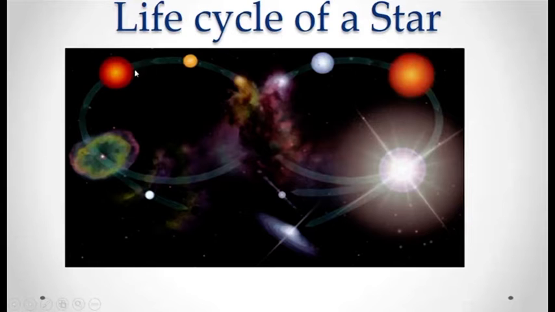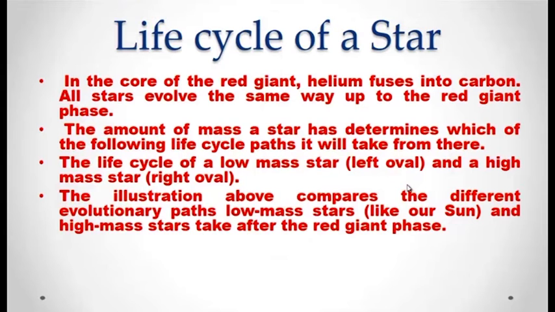In this left hand side, you can see the formation of a star from nebula, and it goes like this. Then here it goes to supernova state. In this left hand side diagram, the star will reach white dwarf stage and black dwarf stage. Here in this right hand side life cycle, that star will reach supernova. I am going to explain both.